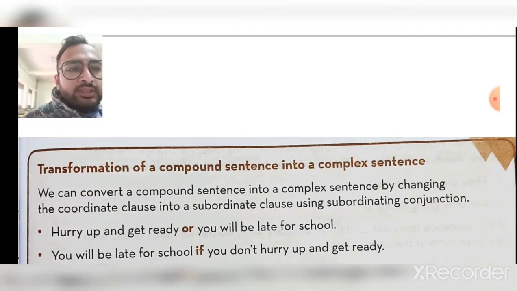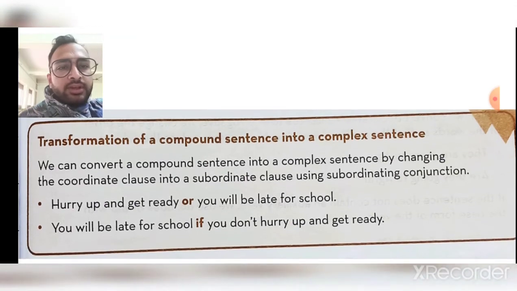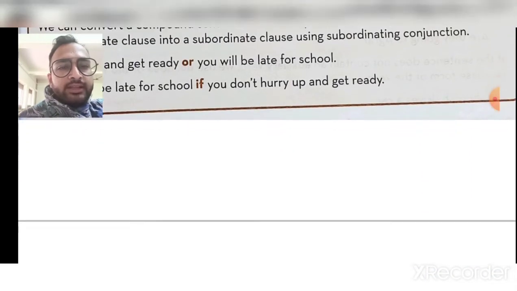Transformation of a compound sentence into a complex sentence. We can convert a compound sentence into a complex sentence by changing the coordinate clause into a subordinate clause using subordinating conjunctions. This is quite easy. Hurry up and get ready or you will be late for school. You will be late for school if you don't hurry up and get ready. So here you can see it is quite easy.